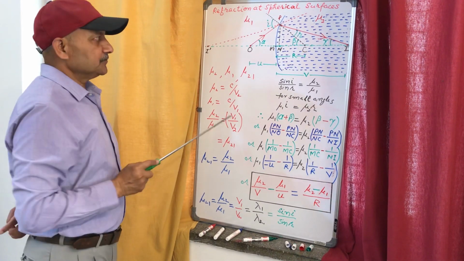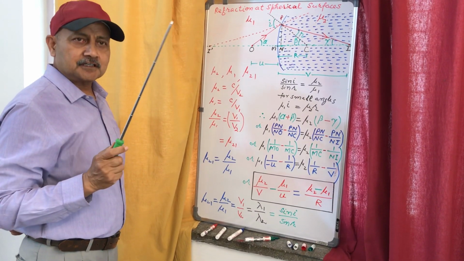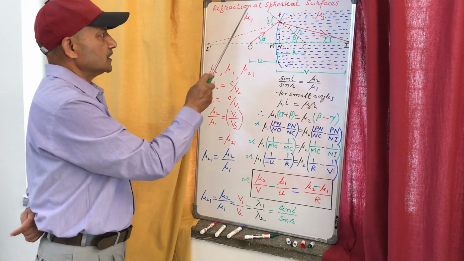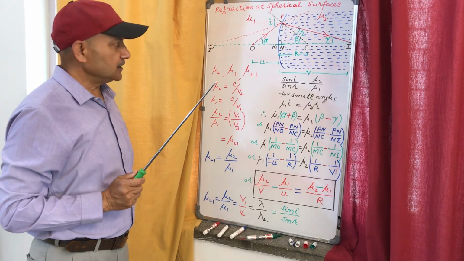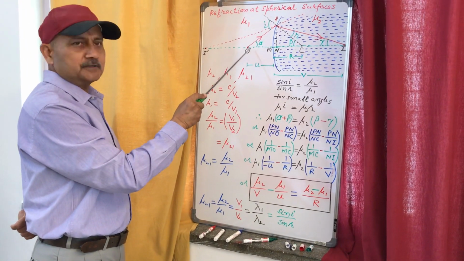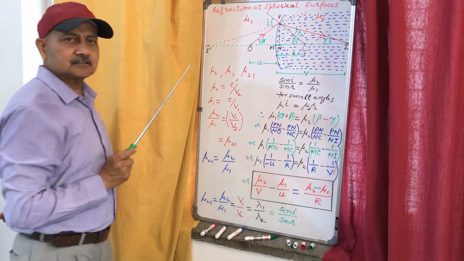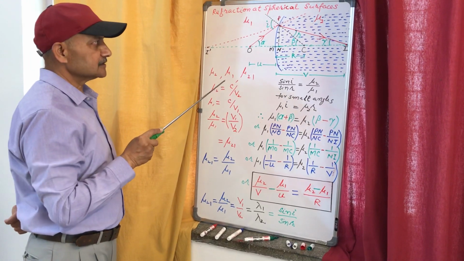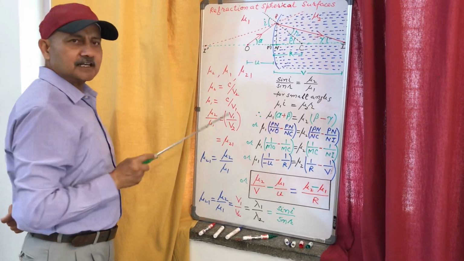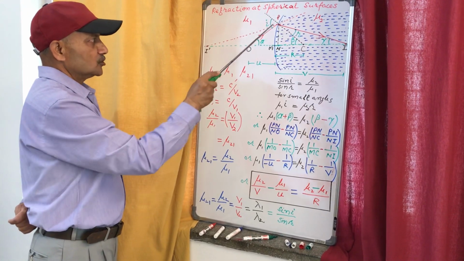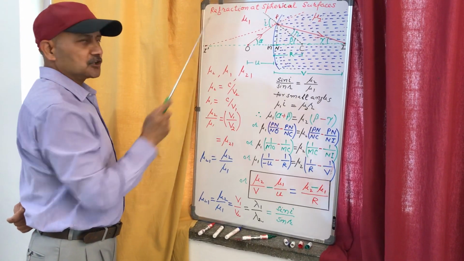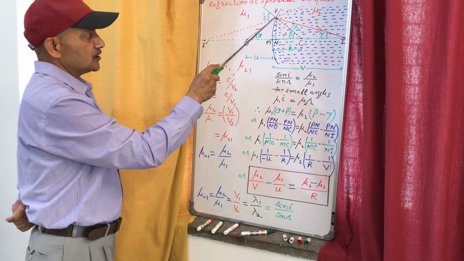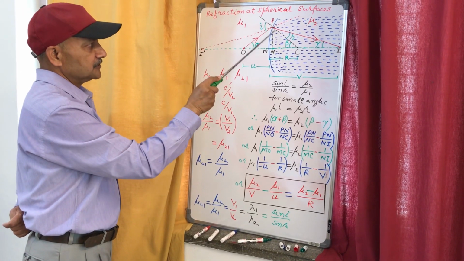Now, to derive a relation between the distance of object, distance of image, radius of curvature, mu1 and mu2, we suppose a point object placed on the principal axis. Let O be the point object lying on the principal axis. OP is the incident ray towards the spherical surface. P is the point of incidence. Joining this point P with the center of curvature, we get a normal.